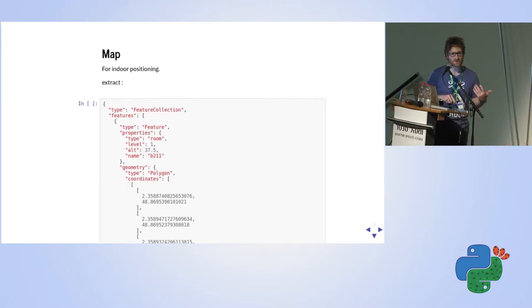So when we are talking about indoor positioning, we will have a map. Our map will be defined as a GeoJSON feature collection, which is here. So here we have one feature, for example, which is room B211, this is its geometry. It goes on and on.